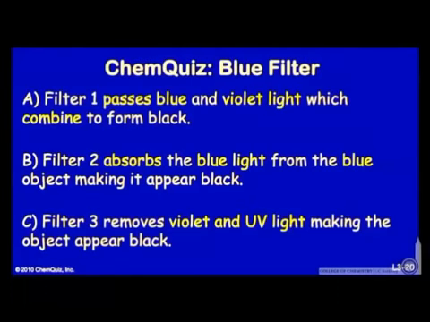Let's look at some possible explanations for each option. Filter 1 passes blue light and violet light, which combine to form black. Or option B, filter 2 absorbs the blue light from the blue object, making it appear black. Or filter 3 removes violet and ultraviolet light, making the object appear black. Think about those and make another selection.